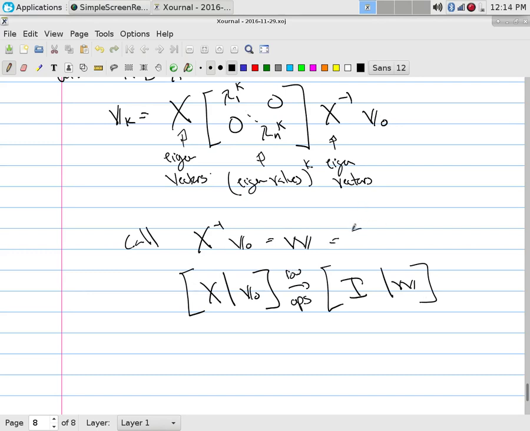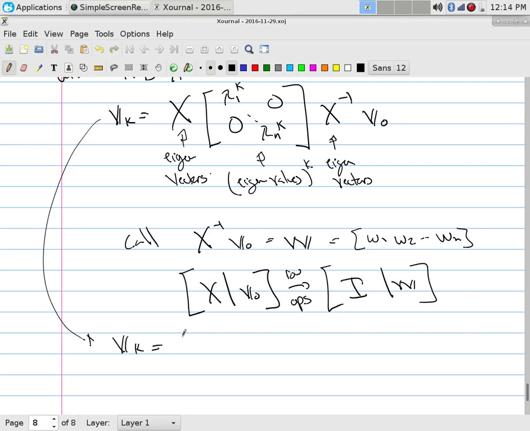But w is made up of w1, w2, up to wn. That's just a straightforward row operation. So really what's happening is this vector is being multiplied by something and it comes out as a nice clean vector. How do I find that nice clean vector? Just use row operations to do it.